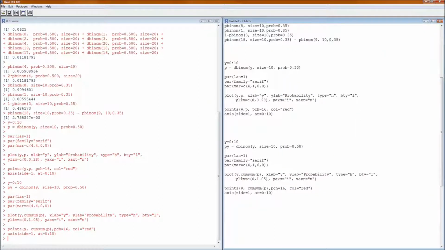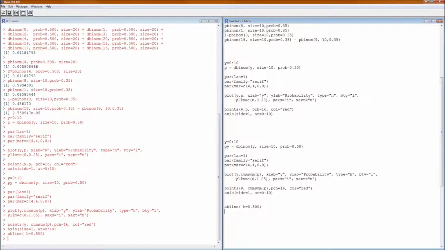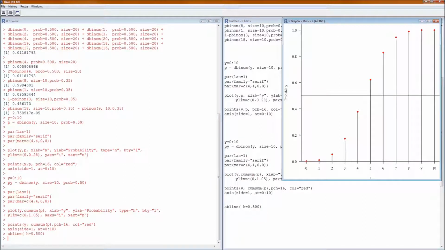If you want to find the median, it's going to be handy to throw in an abline, a horizontal line at 0.5. The first point where the cumulative distribution function is greater than or equal to 1/2 happens here at y equals 5, which means that 5 is the median.